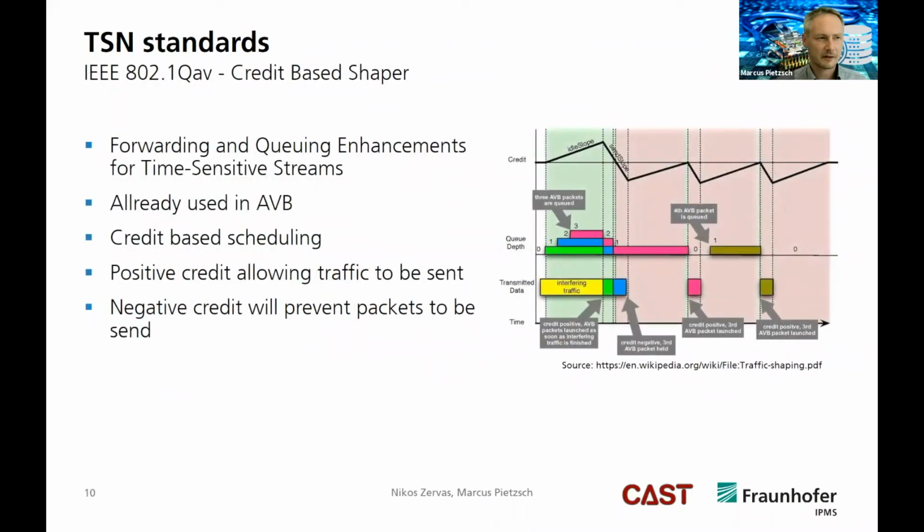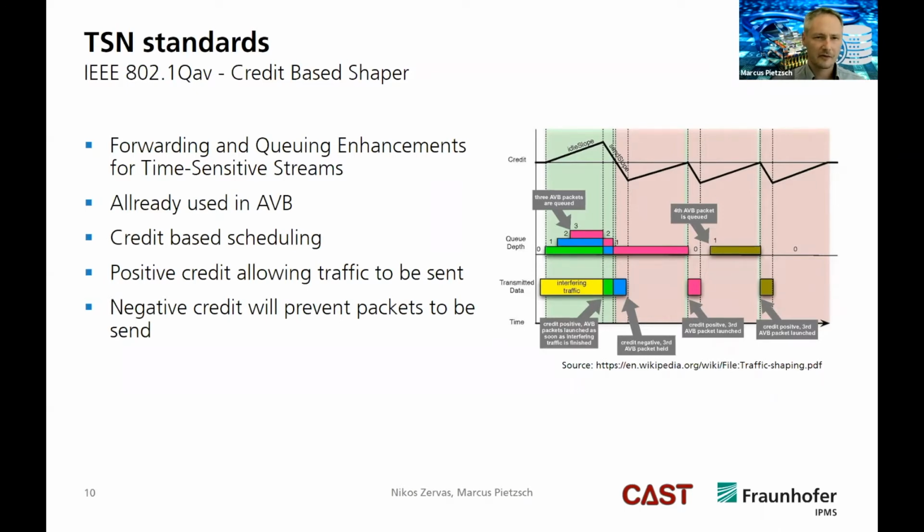Then there are standards for shaping traffic in terms of bandwidth allocation or traffic timing. First of all, to mention here is the 802.1 QAV, the so-called credit-based shaper, which was already used by the AVB task group back then. It is operating in a credit-based way, which means each data stream would have its own credit, which is decreasing by sending frames and increasing in times when there's no traffic being sent.